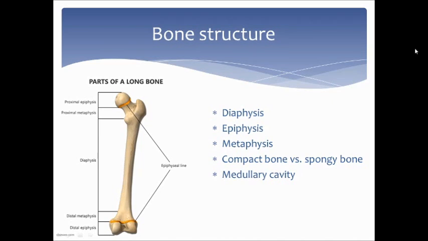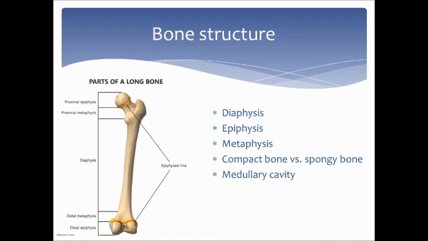So let's talk about the structure of a long bone. The diaphysis is the shaft in the middle, so it's the longest part of the bone. The epiphysis is either end of the bone, and the metaphysis is in between the epiphysis and the diaphysis. So this will usually be the neck of the bone.